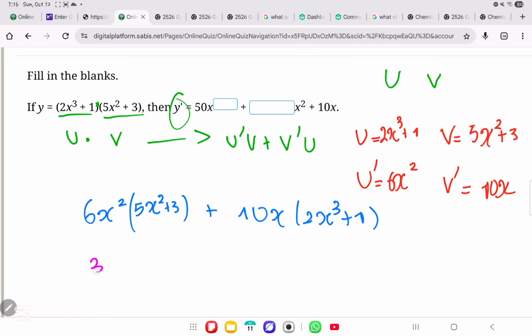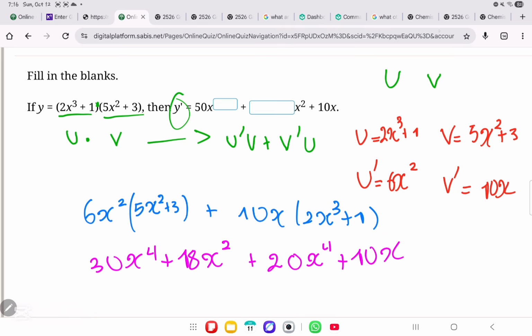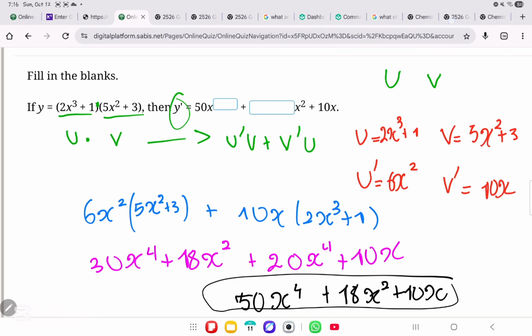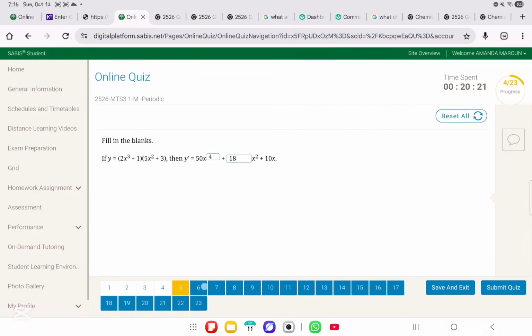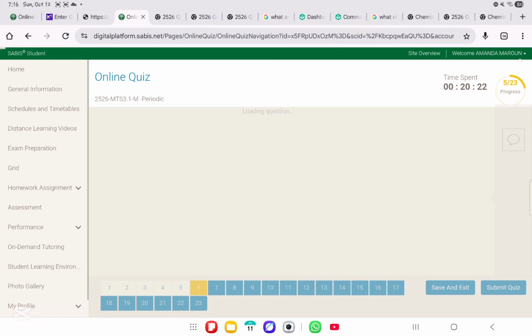So you're going to get 30x to the 4 plus 18x squared plus here 20x to the 4 plus 10x. So now after expanding and simplifying all, you will get the final answer to be 50x to the 4 plus 18x squared plus 10x. So this is our final answer. 50x to the 4 plus 18x squared plus 10x. We'll now move on to question number 6. What does it say in question number 6?